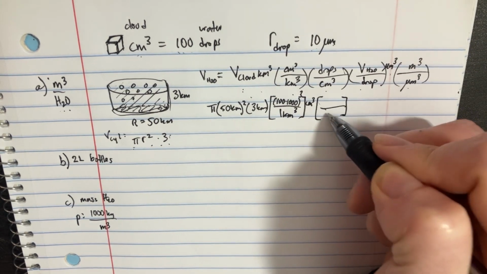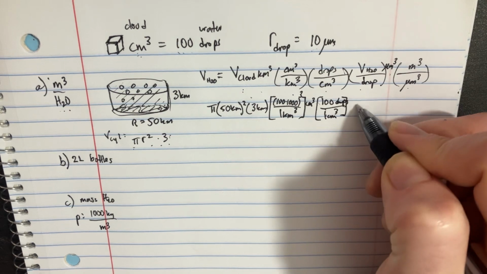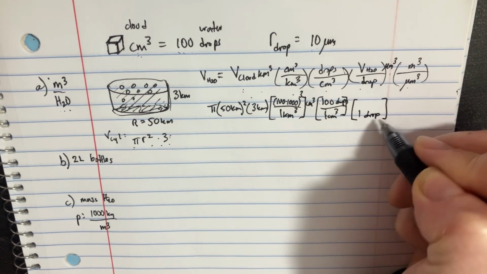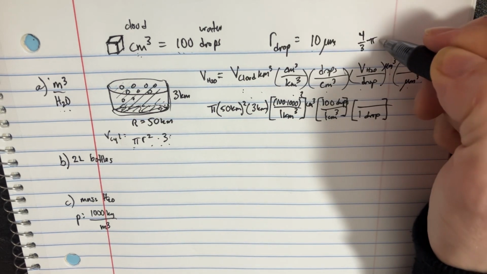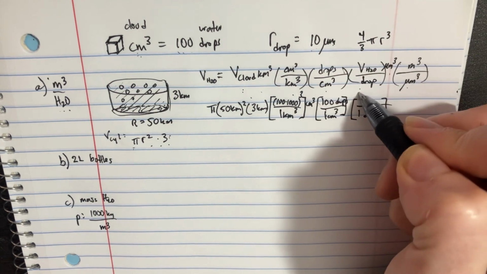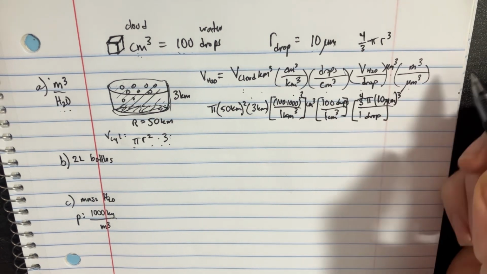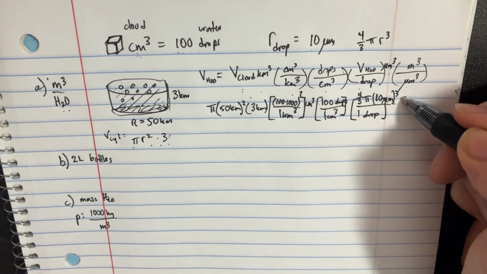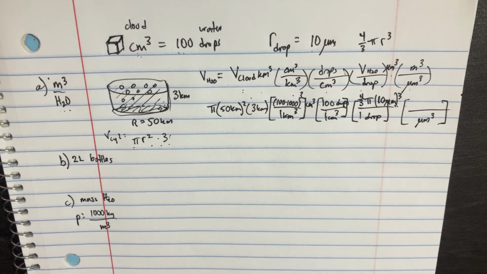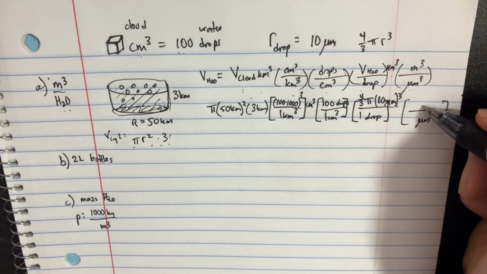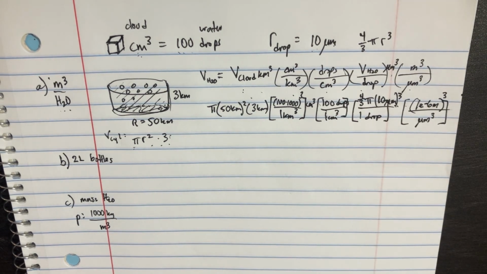We also need to convert that 1 centimeter cubed to the number of drops. We were given that. So we get 100 drops right here. For every 1 drop, we need to figure out the volume of water in there. So what's the volume of a sphere? It's going to be 4/3 pi r to the third. So we plug in 4/3 pi, and then we're going to have 10 micrometers to the third. But of course, that gives us the volume in micrometers. So let's take micrometers to the third and convert that to meters to the third. In order to do that, let's just realize that we have 1e to the negative 6 meters per micrometer, and we'll take that to the third power.